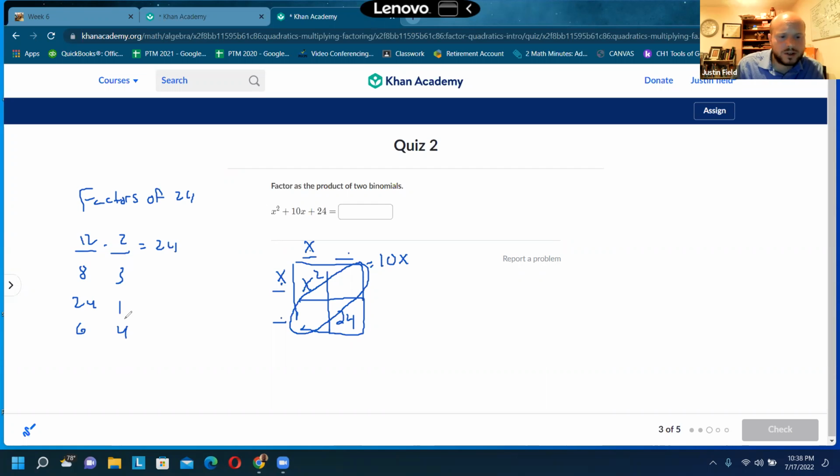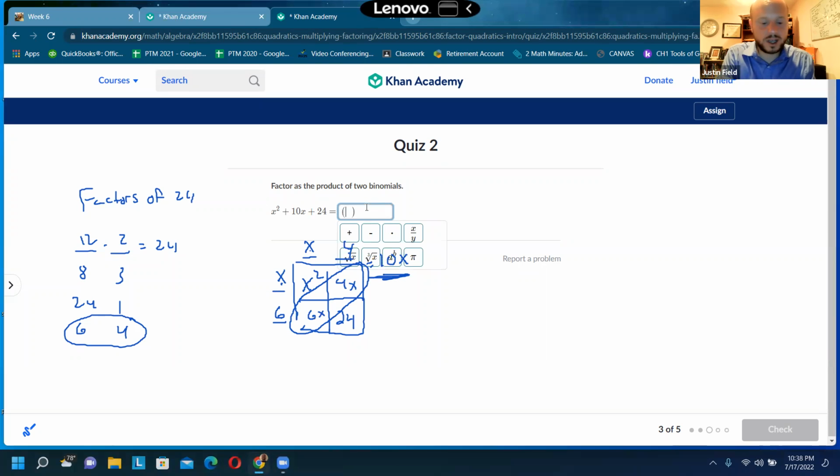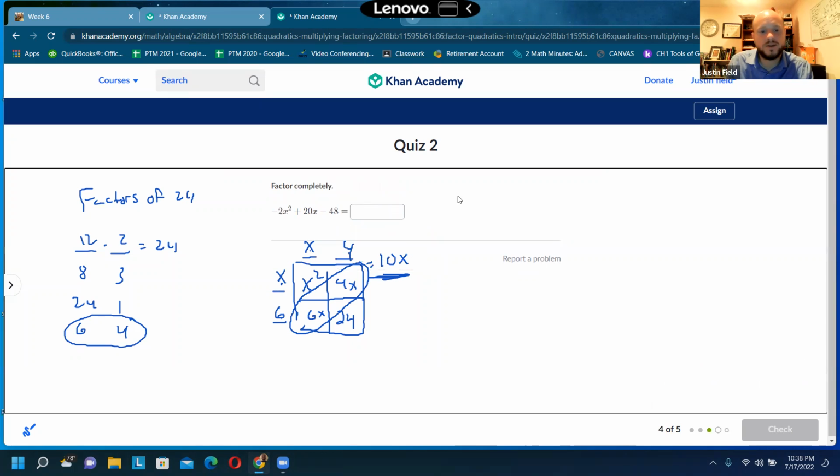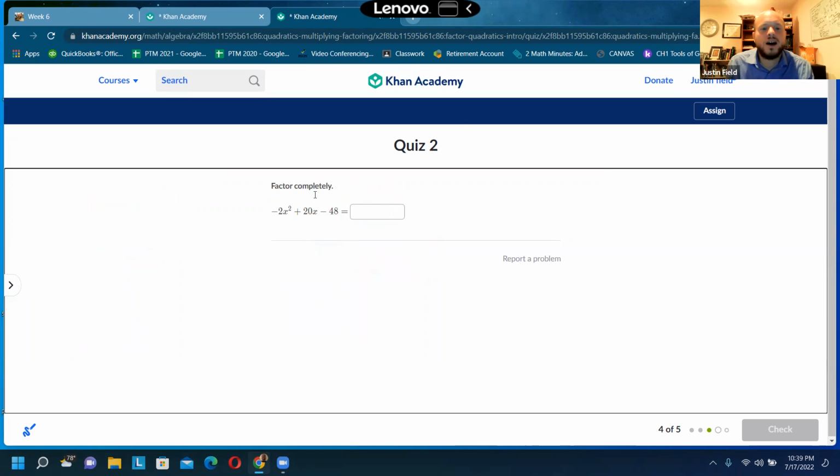So which pair do I choose? I know which pair I choose. I choose 6 and 4. Do you know why? Because out of all of those, they are the only pair that will add to 10x. That would make this box 4x, this box 6x, and it works. So what are the two binomials? It is x plus 4. And what's the other one? X plus 6. Isn't that fun?